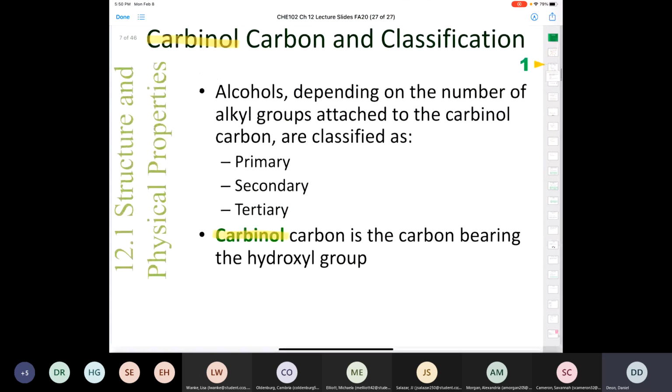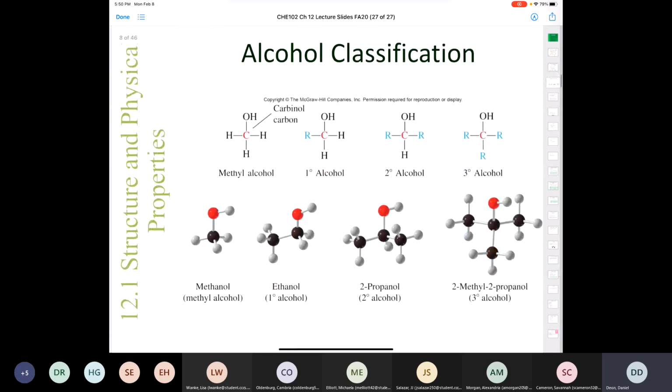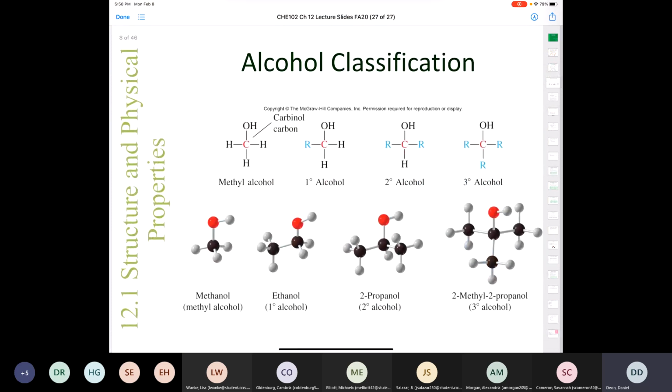So if we go back here, it says that alcohols, depending on the number of alkyl groups attached to the carbonyl carbon, can be classified as primary, secondary, and tertiary. Let me show you what I mean. The simplest possible alcohol is methyl alcohol, also called methanol. The formula for that is CH3OH. That is not a primary, secondary, or tertiary alcohol. None of those apply, because the carbonyl carbon is attached only to hydrogens. It has no carbons directly attached to it. However, if you look at ethanol, the carbonyl carbon of ethanol is attached to 1 carbon. So that makes it primary.